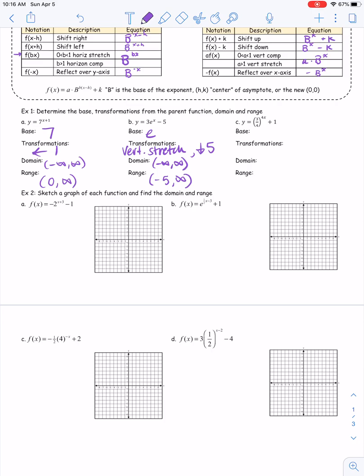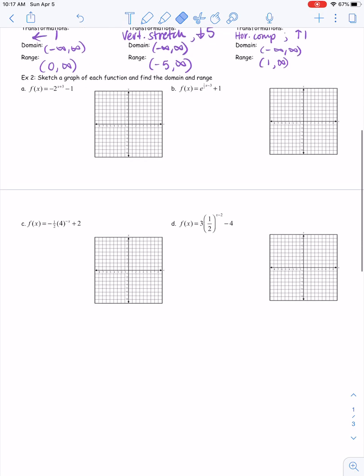In our third problem, our base is 3/4. Our transformations. Well, I see it's being raised to the 4x power. So that means it has a horizontal compression, and I see a positive 1. So it's being shifted up 1 unit. Up 1. What's my domain? Negative infinity to positive infinity. And then what's my range? It's been shifted up 1 unit, so horizontal asymptote at 1, and then it's still going to infinity. Even though this is showing decay, okay? Still positive. It hasn't been reflected over that x-axis, okay?